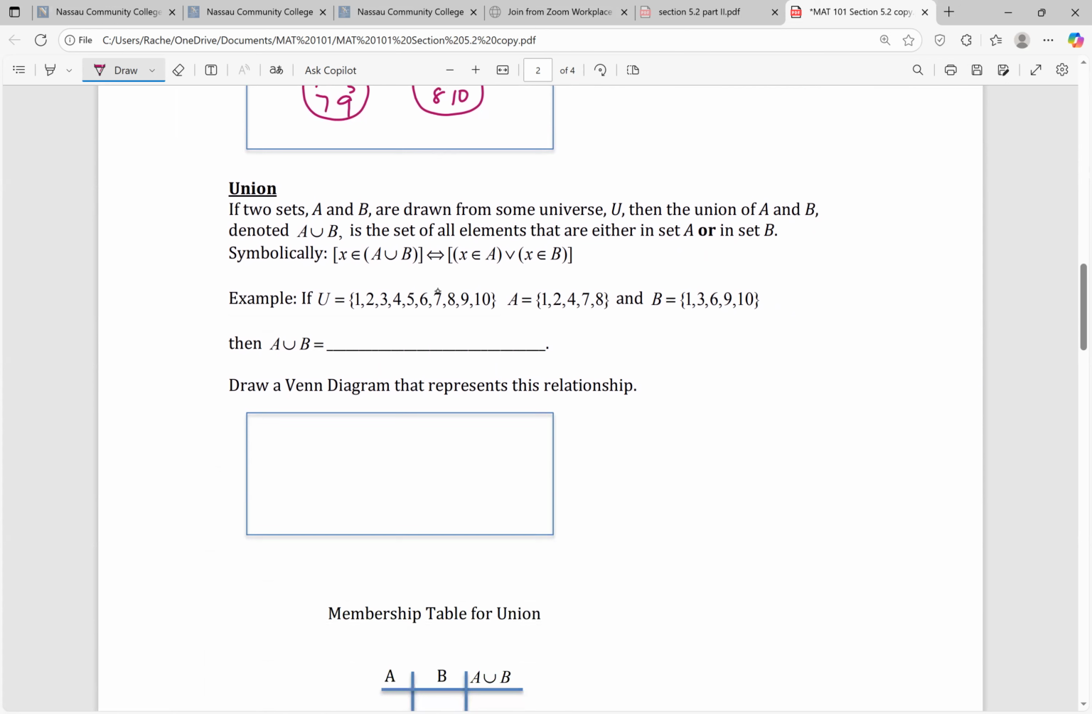So let's talk about union. The union of two sets, think of it as the joining of two sets. So if two sets A and B are drawn from some universe U, then the union of A and B, denoted as A union B, so now it looks like a big U that's going to join the two sets, is the set of all elements that are in either set A or in set B or both. So we're joining the two sets together. So for example, if my universal set is 1 through 10, set A is 1, 2, 4, 7, 8. Set B is 1, 3, 6, 9, and 10.